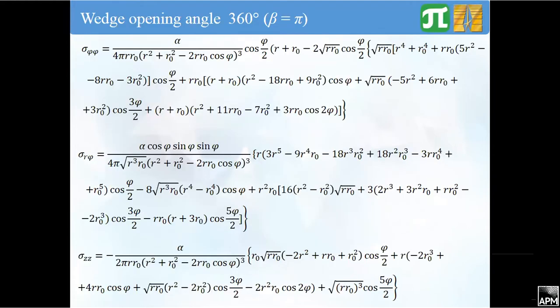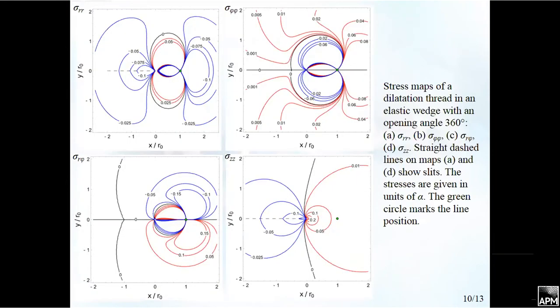Similar formulas are shown for the case of 360 degrees, which corresponds to a flat cut. We see the fulfillment of the boundary conditions on the edges B and C, and a strong inhomogeneity of the axial components.